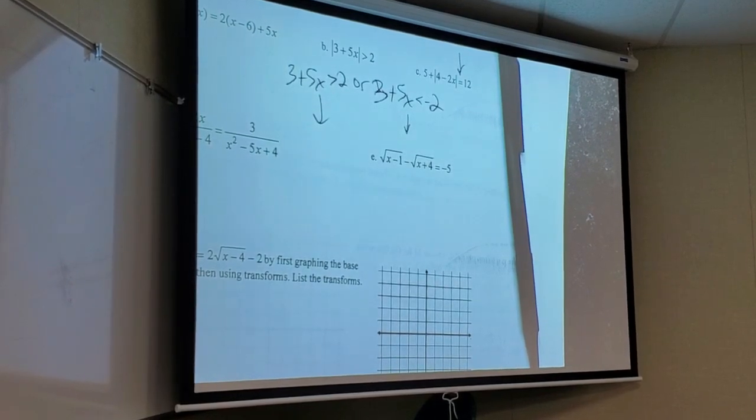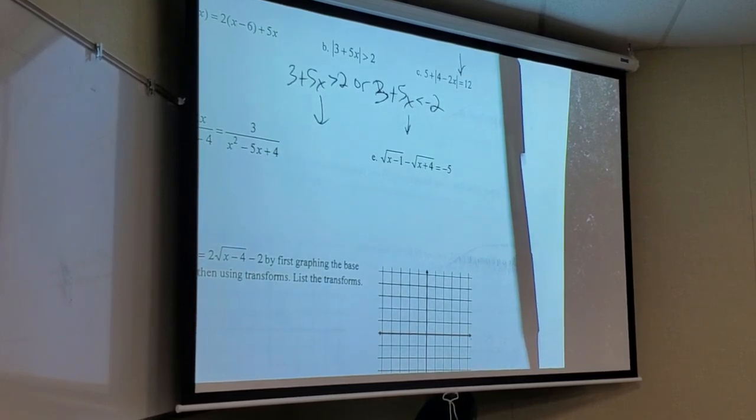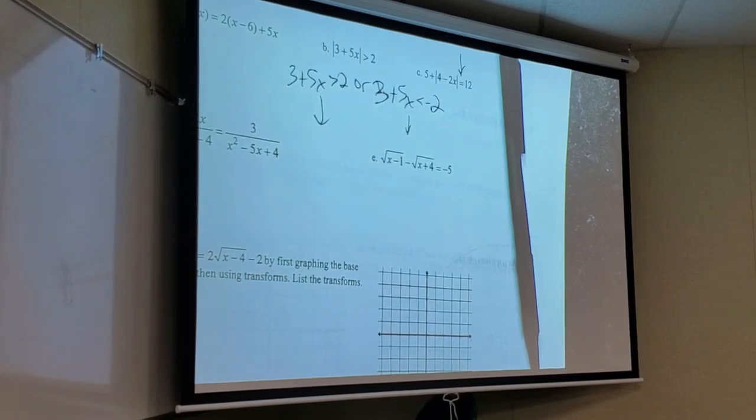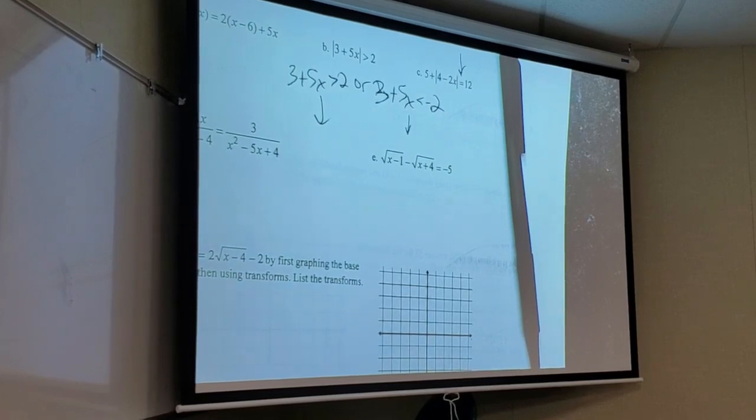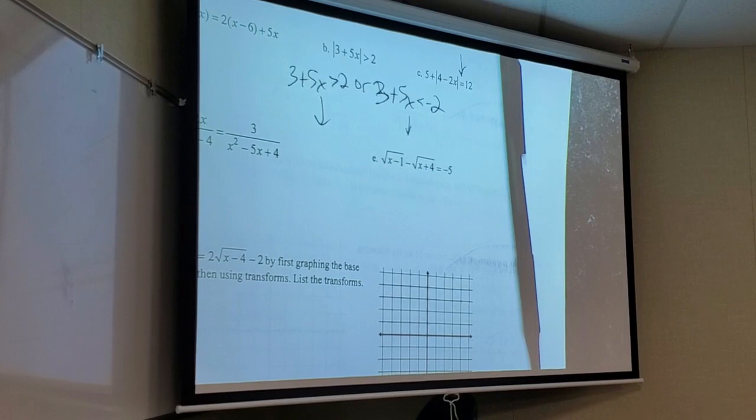I'm showing you way more than you have to see, but I do appreciate the question, and I showed you this sort of once before. So the absolute value of 3 plus 5x greater than 2. This is either it leaves it alone, or it changes its sign. So what do I do then to kind of circumvent that entire thing?